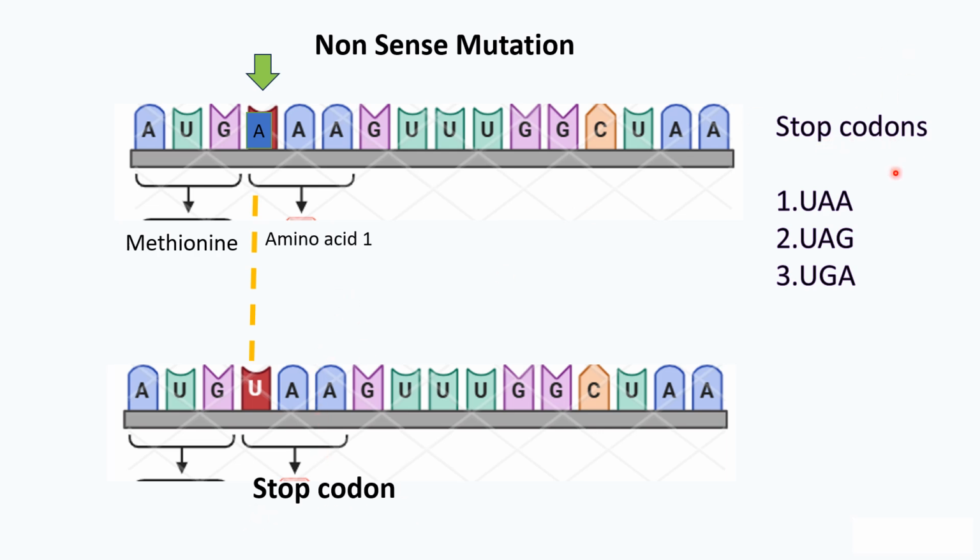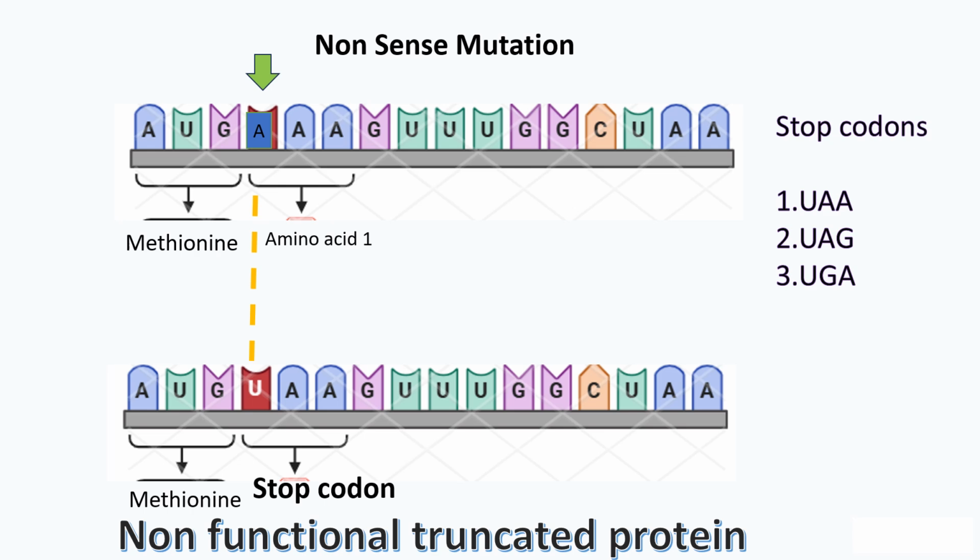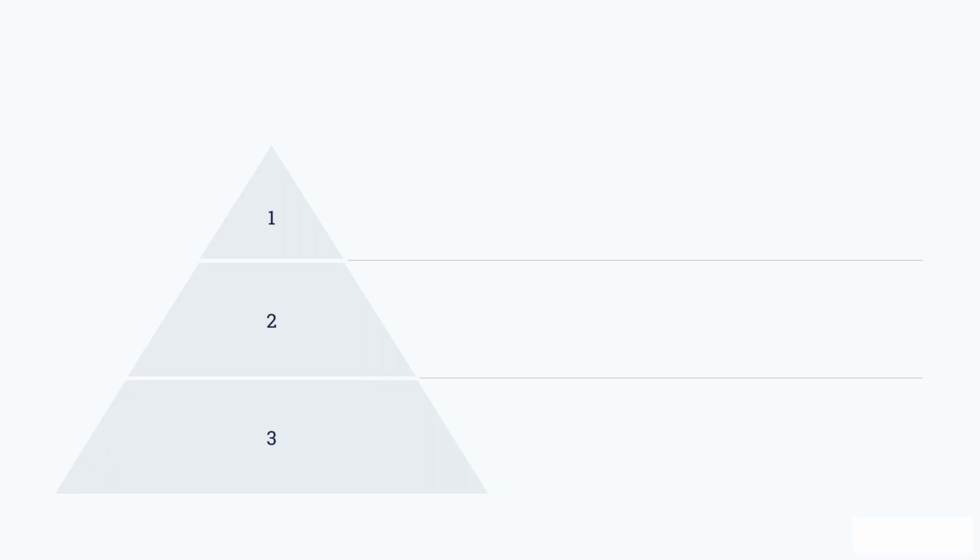What are the stop codons? UAA. So that's what we saw in our example. UAG is a second stop codon. UGA is another third stop codon. So these are the stop codons which we have to know also for sure. And if the nucleotide is changed such that any one of these is formed, then there is premature stoppage of protein synthesis, resulting in non-functional truncated protein.